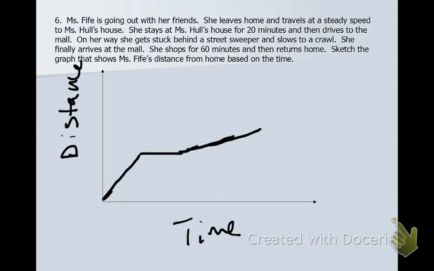Then she gets to the mall, spends some time there. You spend 60 minutes. How did she just spend 60 minutes at the mall?